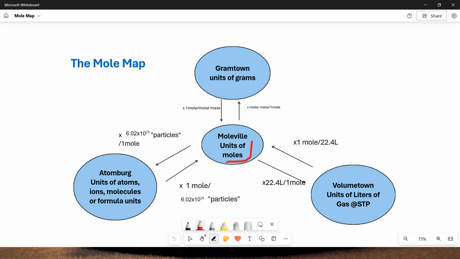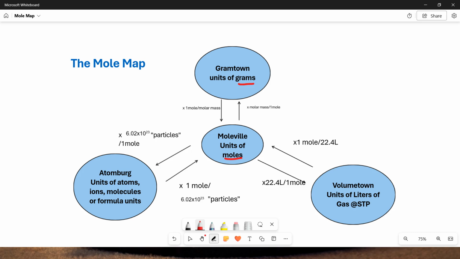So here in the middle of the chart, we see that we're in the town of Moleville, and this acts very much like a road map. If my unit given to me is in the unit of moles, I'm starting here. I'm then going to be able to travel to other units on this map. So you can see at the top here, I could go to grams.